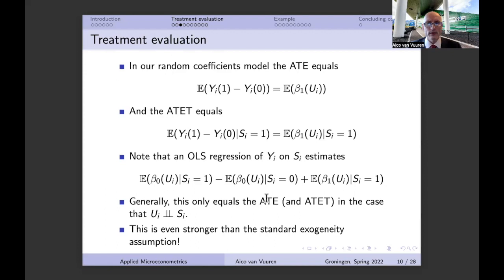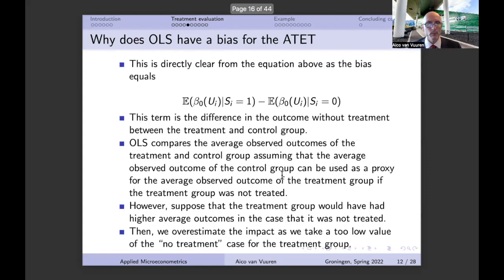That means that the only two terms that we are still left with are these terms over here. The interpretation of these terms is that it is actually the difference between the mean outcome of the individuals in a treatment group if they would not have been treated, minus the mean outcome of the individuals in the control group at the moment that they would not have been treated.